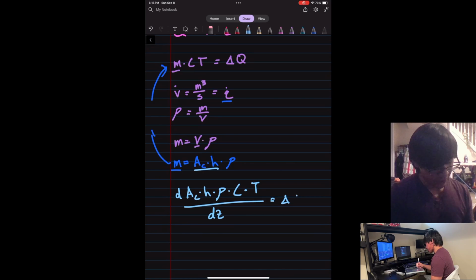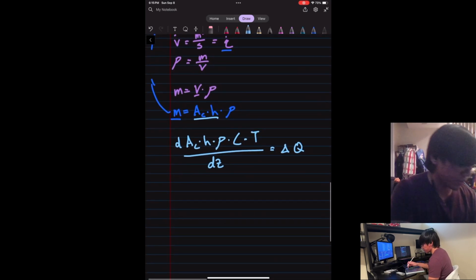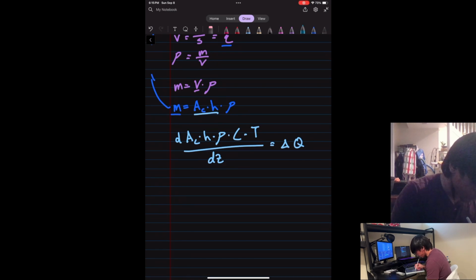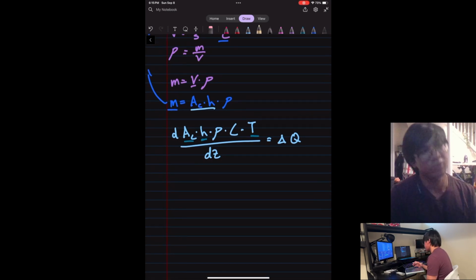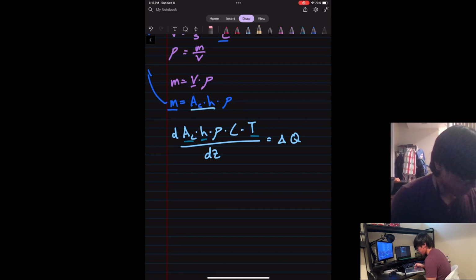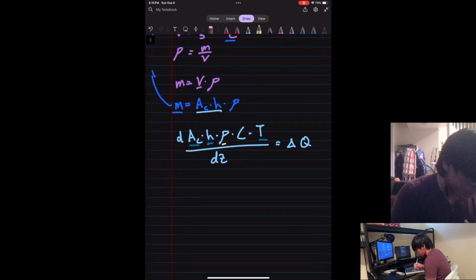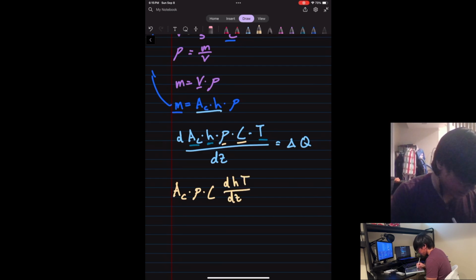A little complicated there, and we can simplify this so we don't have to worry about it later on. Taking out the constants, we know our cross-sectional area is constant. Our height is actually changing, and our temperature is changing. So we'll keep those under the derivative. Those will be our two dependent variables in this differential equation. And then we have our density and our specific heat capacity as constants. So we'll pull out the constant terms and then rewrite our derivative like so.